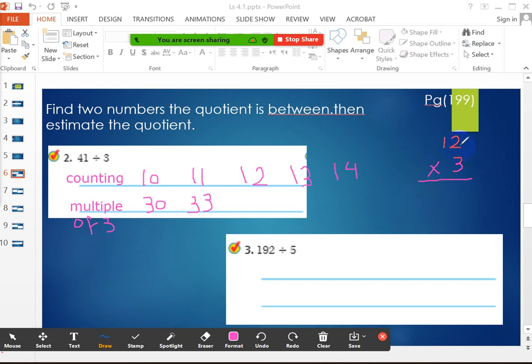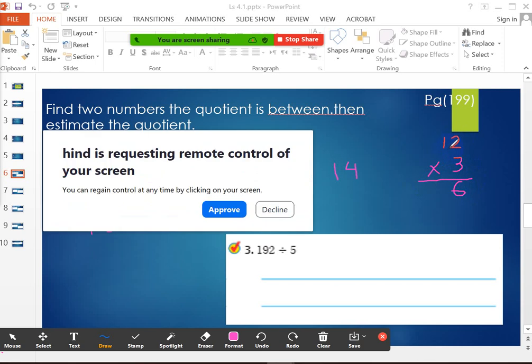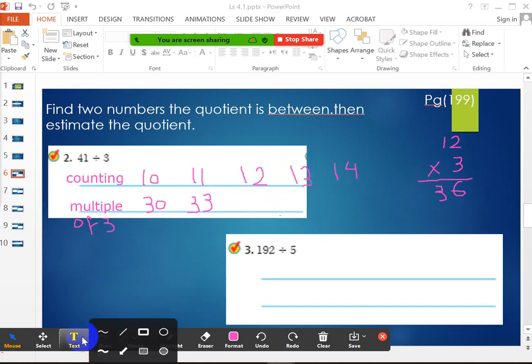3 multiply 2 equals 6. 3 multiply 1 equals 3. So the answer will be 36. Now, 13 multiply 3, look, the multiple is still smaller. Kenzie, focus with me please, and all of you. 36 is still smaller than 41, so I have to continue.